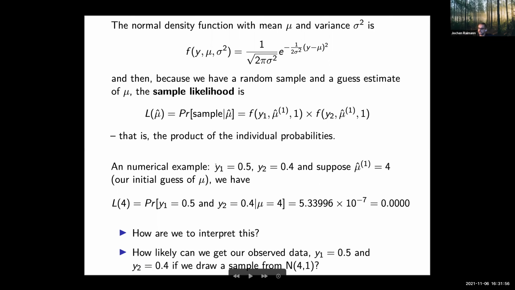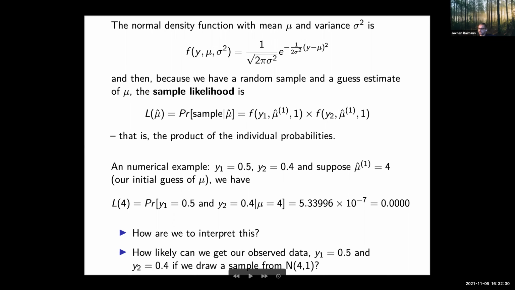So we have now a numerical example shown here by Professor Sang. We assume now that our y1 is 0.5, our y2 is 0.4, and we're essentially estimating our first guess, mu hat 1, to be 4. So that's the initial guess. So now we get to a likelihood of 4. This likelihood of 4 is a probability of y1, 0.5, and y2, 0.4, with a mu of 4.